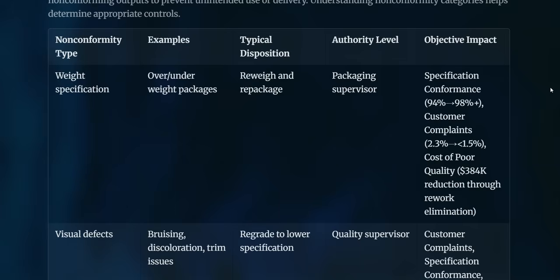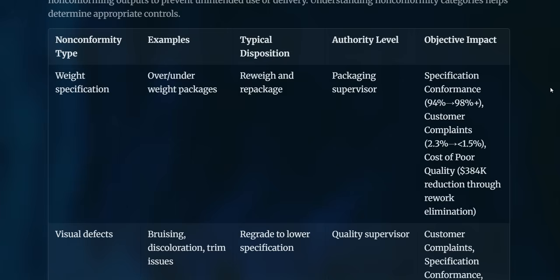First, nonconformity type: weight specification. What do we do? The first example is over or underweight packing. The typical disposition for such nonconformity type is reweigh or repack. The authority level is the packaging supervisor. The objective impact with this control measure includes specifications conformance, customer complaints, and cost of poor quality reduction through rework elimination.